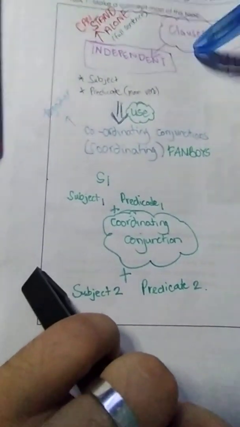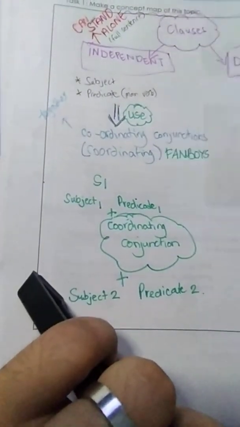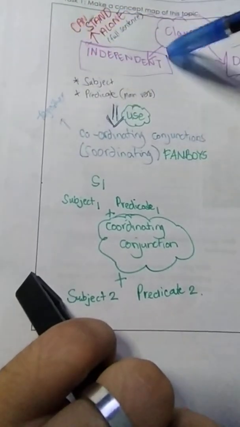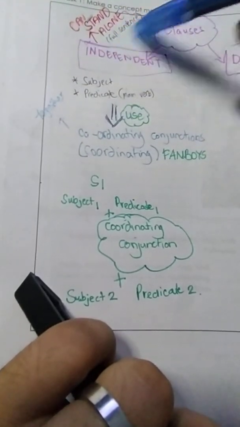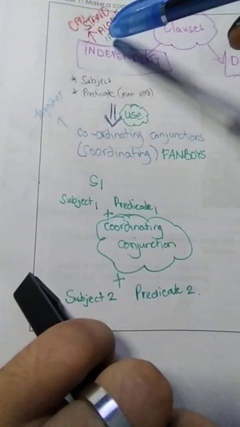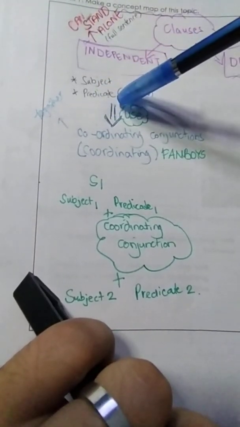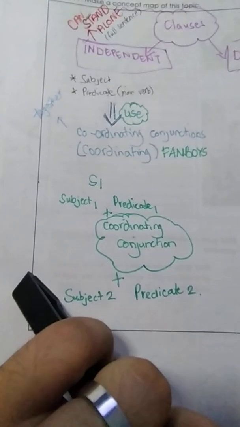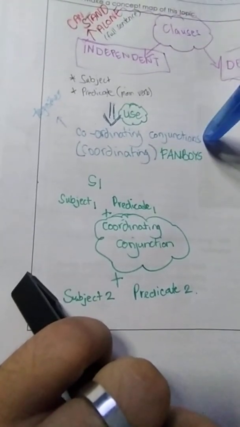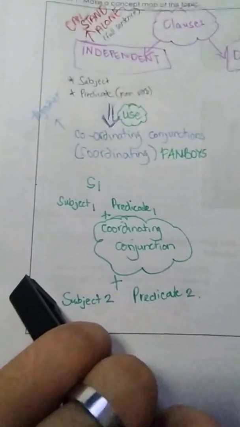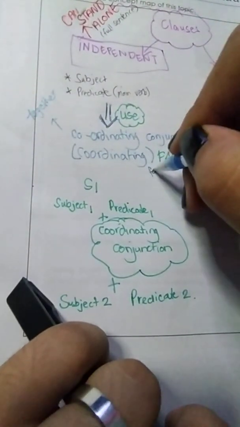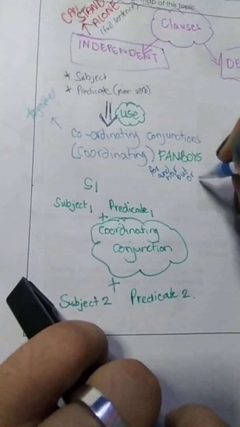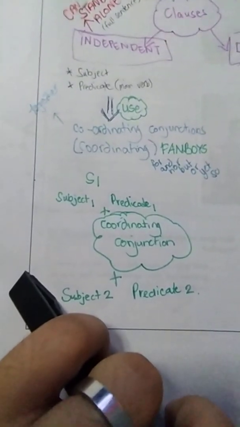So let's quickly run through it one more time. Ignore that side. We're going to do that now. So we have two kinds of clauses. Let's look at independent clauses. Independent clauses look like a full sentence. It can stand alone. It has a subject and a predicate, and it uses a coordinating conjunction. And we can remember FANBOYS. FANBOYS stands for, let's write it down, for, and, nor, but, or, yet, and so.